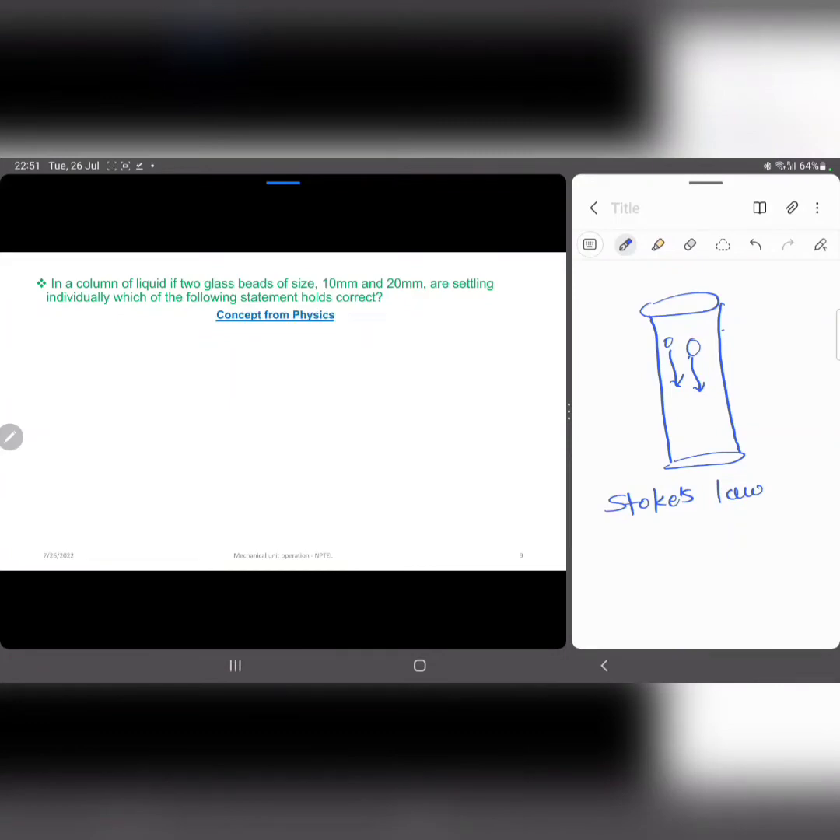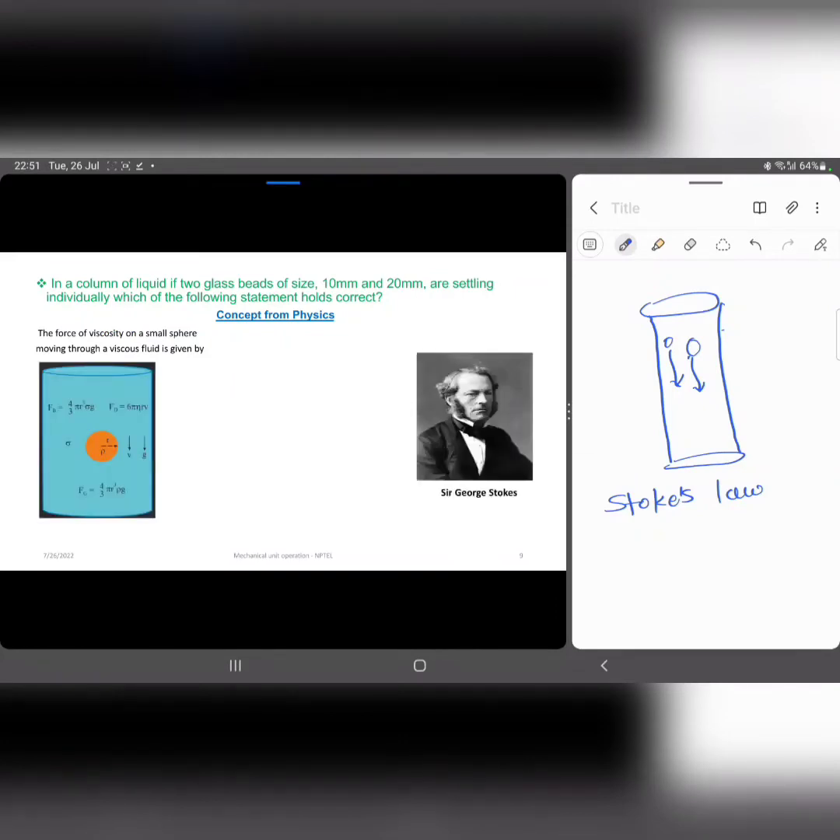So we use the concept of physics, as I told you, that the force of viscosity on a small sphere moving through a viscous fluid is given by Sir George Stokes. He is a famous physicist from ancient times. He gave one very good law, which was also modified using Newton's drag law, and many things you have already maybe learned in your physics.